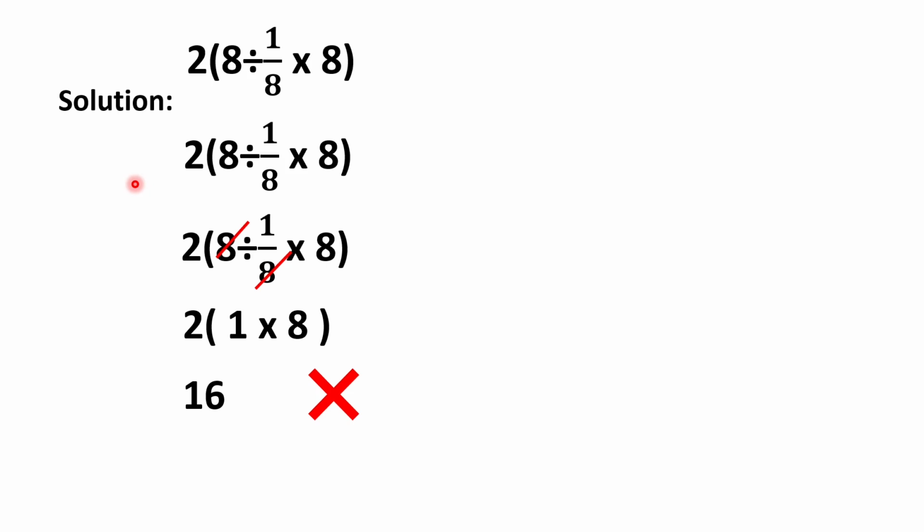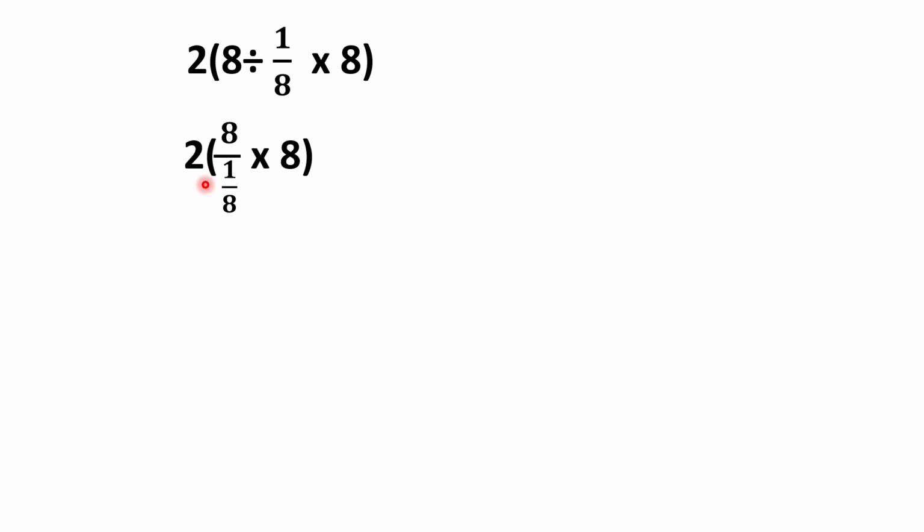What is the right solution of this question? I will show you the right solution now. So this is your given question. Look over here, this is in division. So when you divide 8 by 1 divided by 8, this 1 divided by 8 as a whole will come in the division like this.